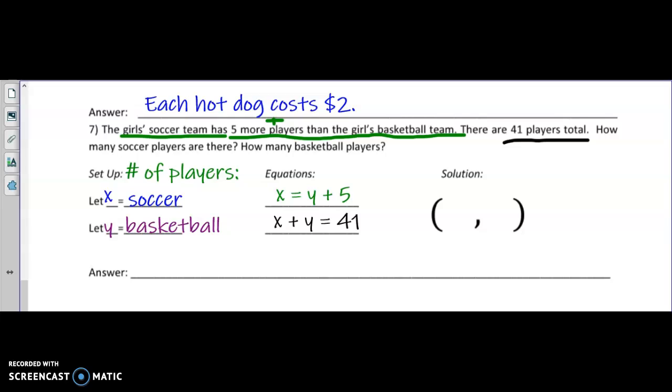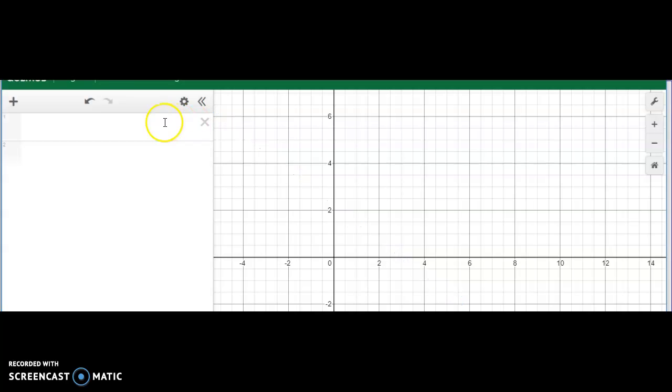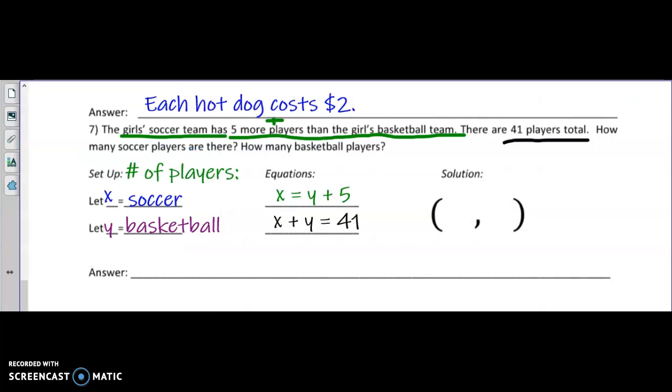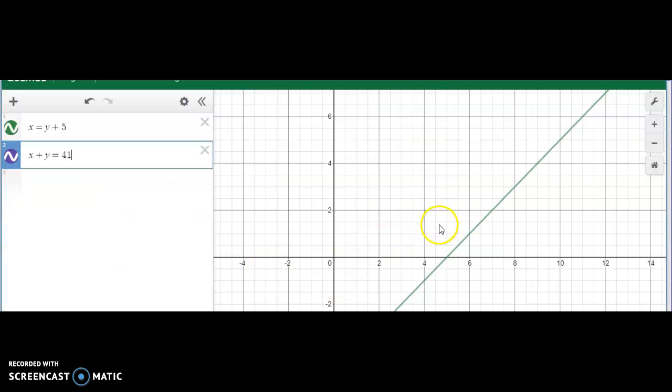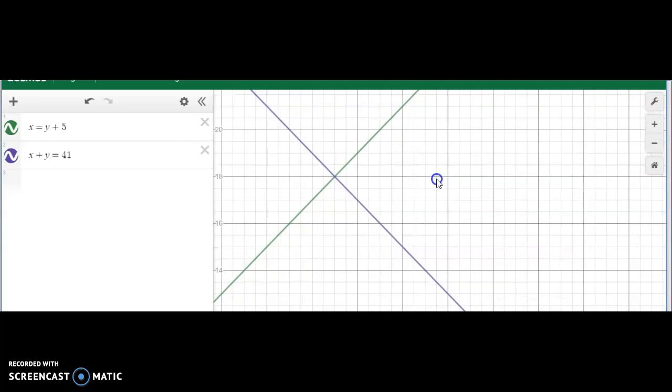So now go to Desmos, type in your two equations. So X equals Y plus 5, and X plus Y equals 41. Okay, so that's our two equations. I can't really see the solution set yet, so I'm going to scroll around until I can find both lines. And when I do, I see they both intersect right there. Click it, a point pops up, click the point, and that solution is (23, 18).